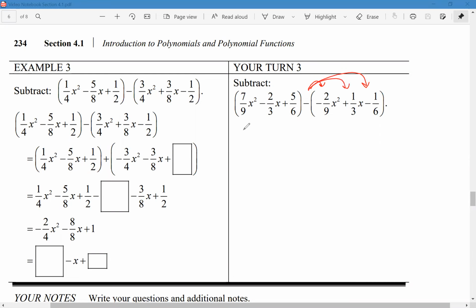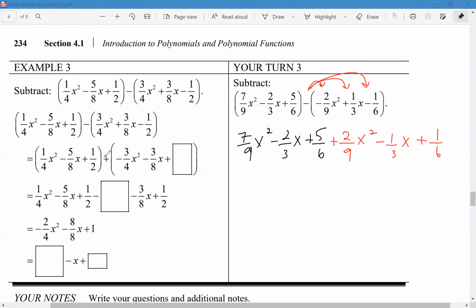So when I rewrite this, this is going to be 7/9 x squared minus 2/3 x plus 5/6. And now for the second expression, negative times negative, this is now plus 2/9 x squared. And now this becomes minus 1/3 x and plus 1/6. Now we can start combining like terms.